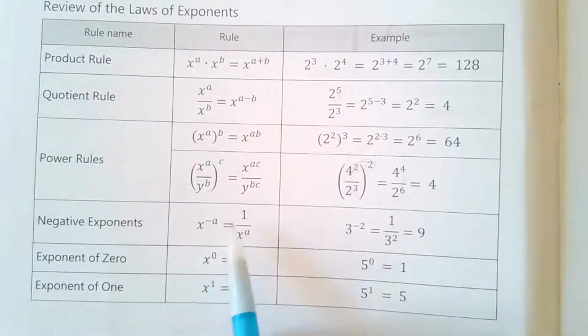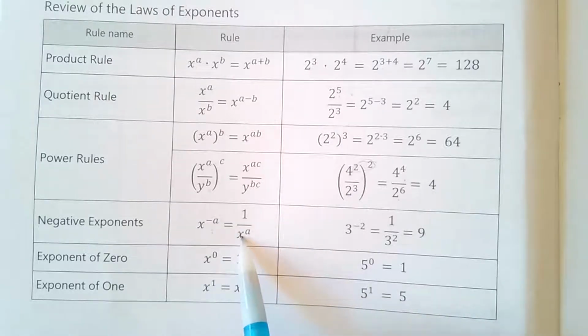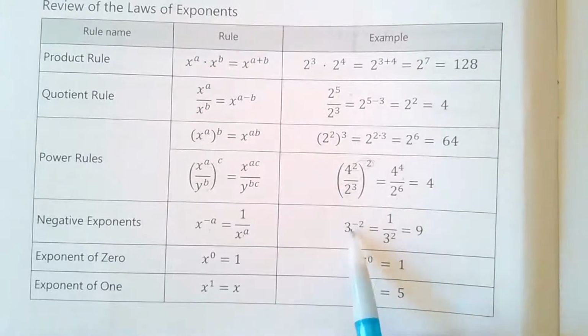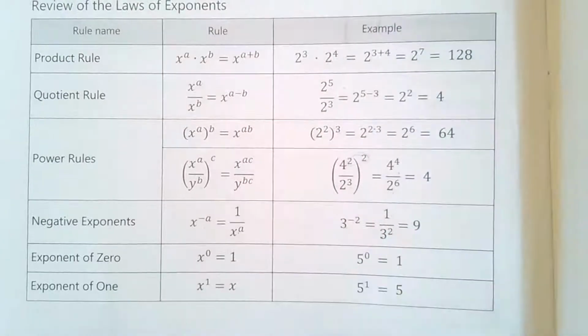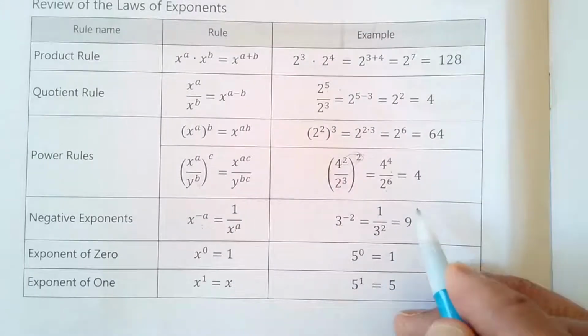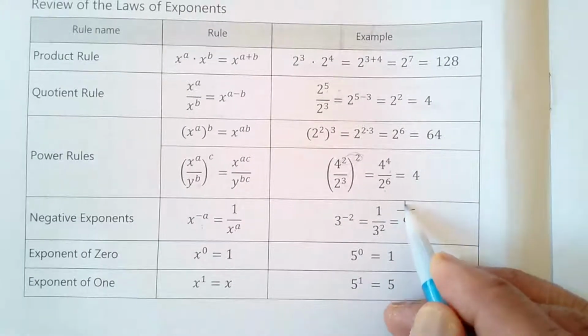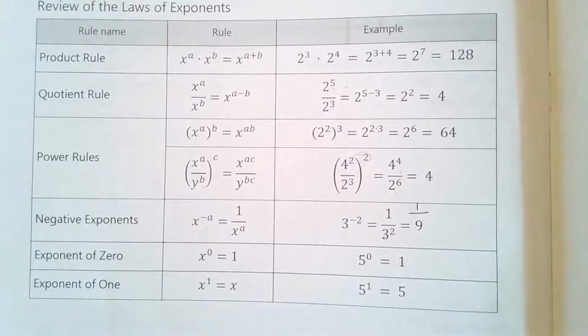Negative exponents, this will be used extensively. a to the negative x is 1 over a to the x. For example, 3 to the negative 2 is 1 over 3 to the power 2. Now, this should be 1 over 9, not... Okay, there's a typo there.